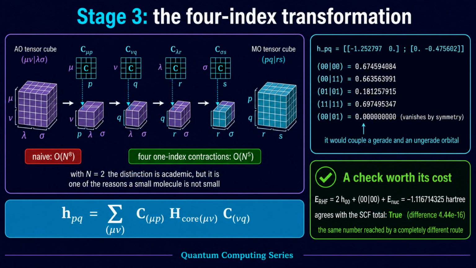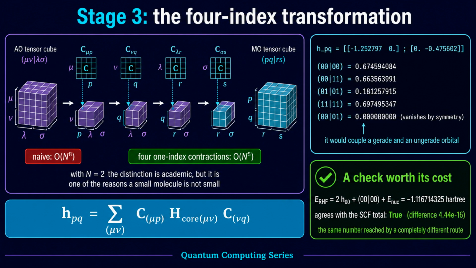The Hamiltonian we want on qubits is written in terms of orbitals, not basis functions, so the integrals must be transformed with the coefficients we just obtained. The 2-electron case is the notorious 4-index transformation. Done naively, it costs order n to the 8th. Done as 4 successive 1-index contractions, it costs order n to the 5th. With 2 orbitals, the distinction is academic, but it is one reason a small molecule is not small.